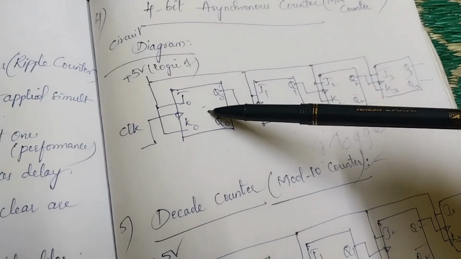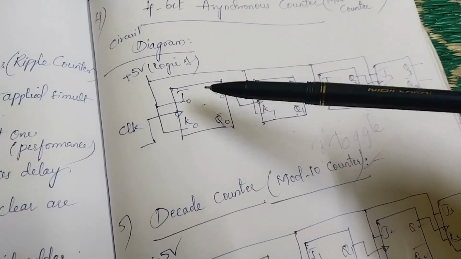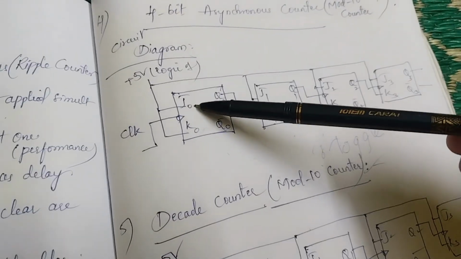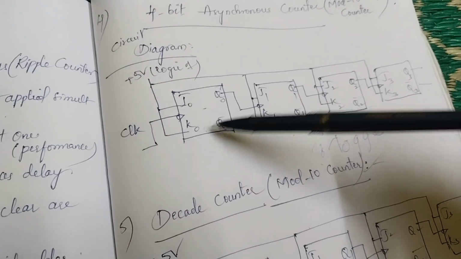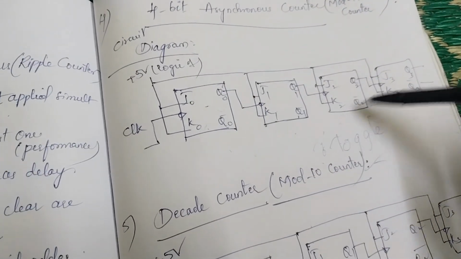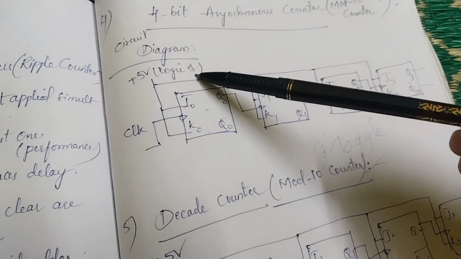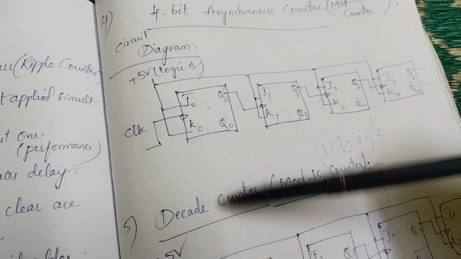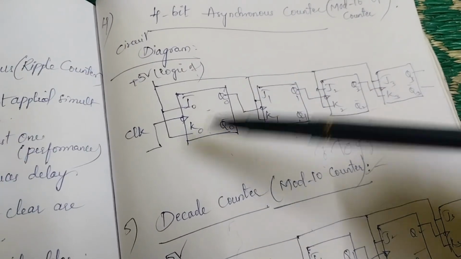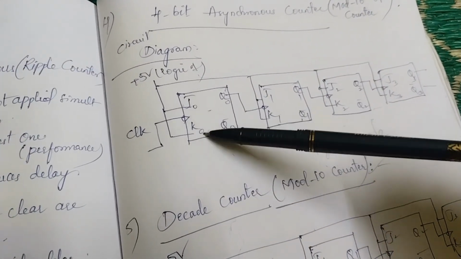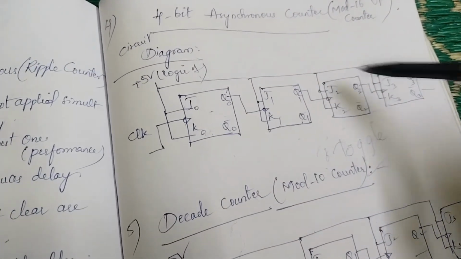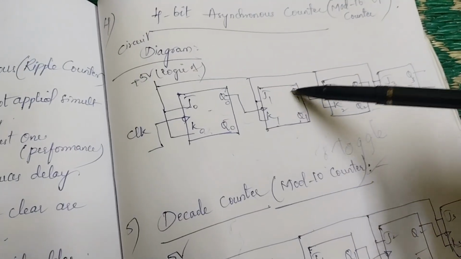So see here, to make it a toggle condition, all the inputs J0 K0 of the first flip-flop, J1 K1, J2 K2 and J3 K3, all these inputs are connected to logic high or logic 1, that is plus 5 volts. And since it is asynchronous, the clock signal is applied only to the first flip-flop and the remaining flip-flops are driven by the output of the previous flip-flops.